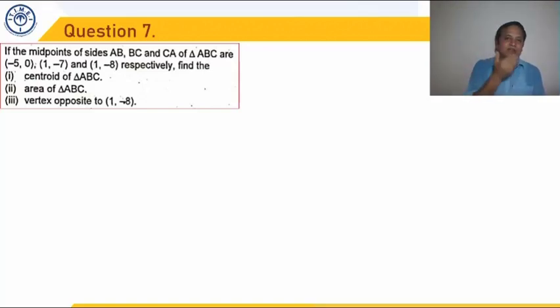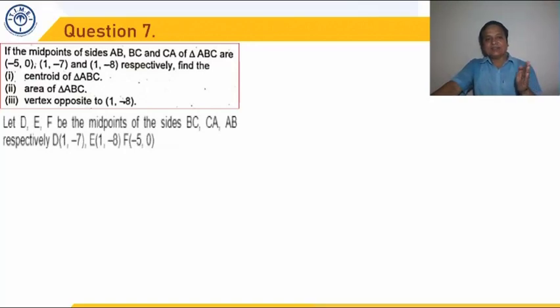If three coordinates x1, y1, x2, y2, x3, y3 are given, the centroid is the point of intersection of the medians. Its coordinates can be obtained by x1 plus x2 plus x3 by 3, y1 plus y2 plus y3 by 3. So one method is from the midpoints of the sides, we find the original vertices of the triangle and then find the centroid. The other, smarter method is to directly find the centroid of the triangle formed by joining the midpoints of the sides. This is also the centroid of the original triangle.